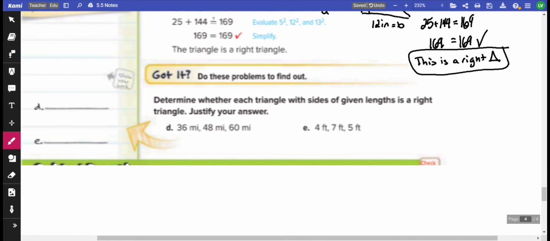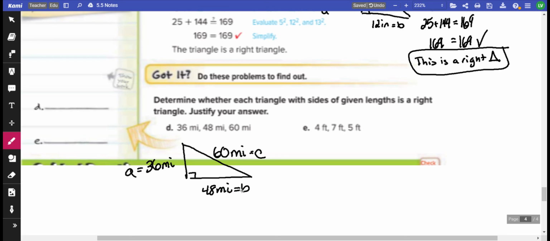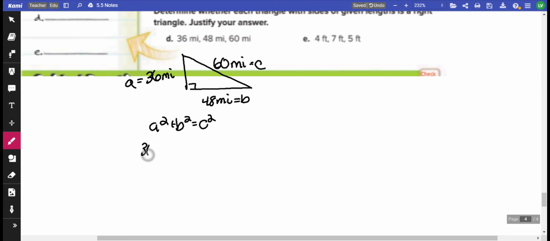So let's try these 2 problems. Determine whether each triangle with the sides of the given lengths is a right triangle and justify your answer. So I'm going to draw a triangle, 36, 48, 60. All right, 60 is my hypotenuse. It's the longest side, so I'll label that C. You have 36 miles and then 48 miles. 36 I'll label A, 48 I'll label B. A squared plus B squared equals C squared. 36 squared plus 48 squared equals 60 squared.